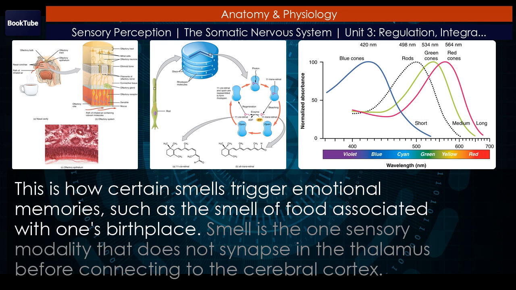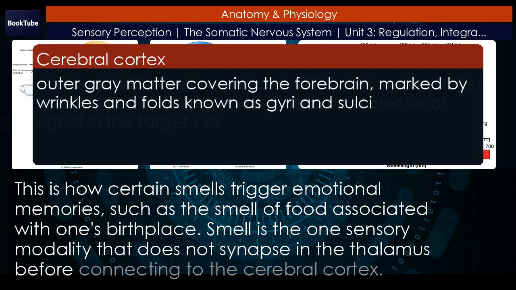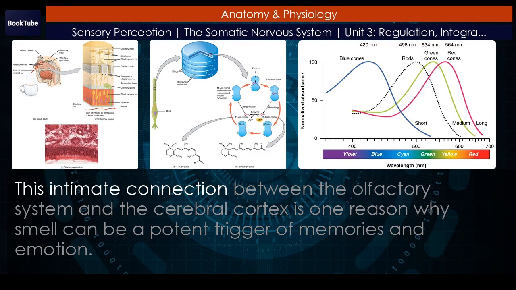Smell is the one sensory modality that does not synapse in the thalamus before connecting to the cerebral cortex. This intimate connection between the olfactory system and the cerebral cortex is one reason why smell can be a potent trigger of memories and emotion.